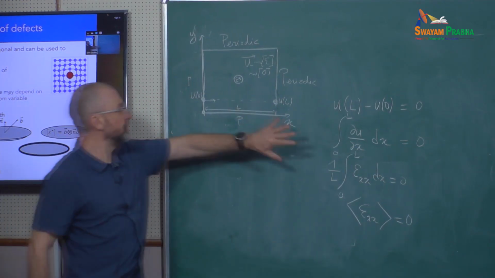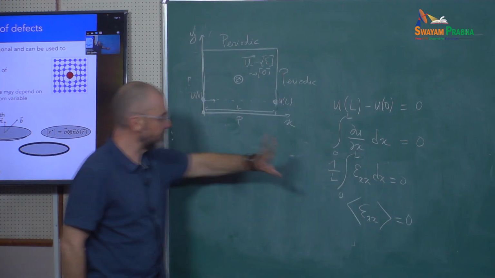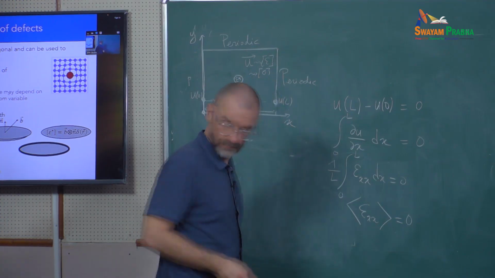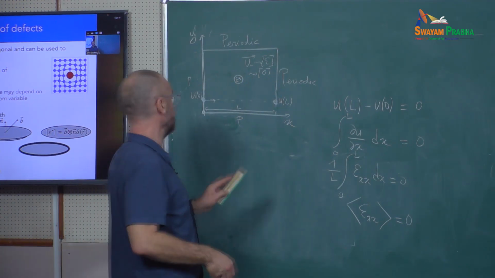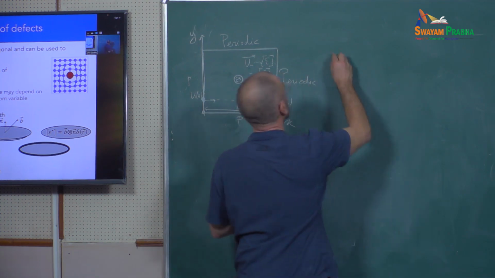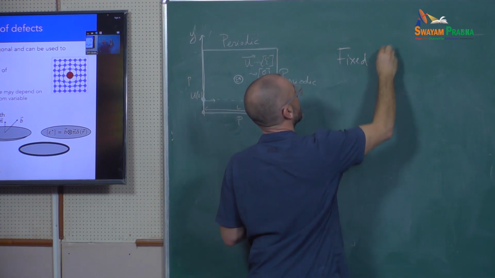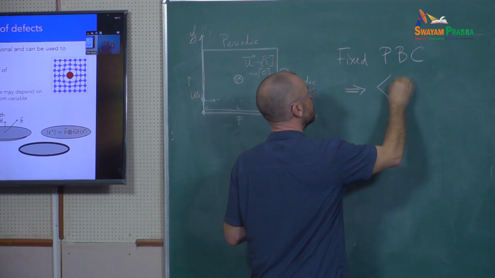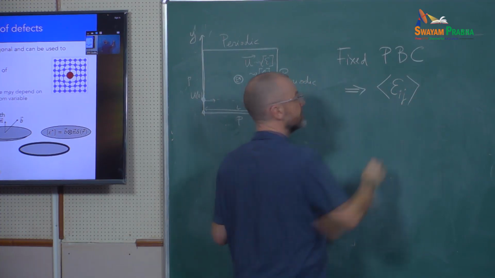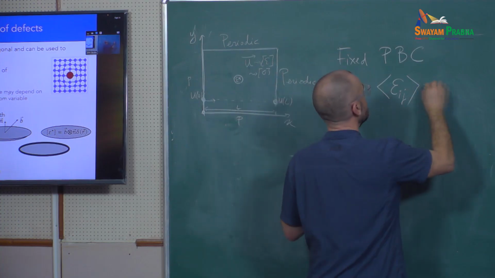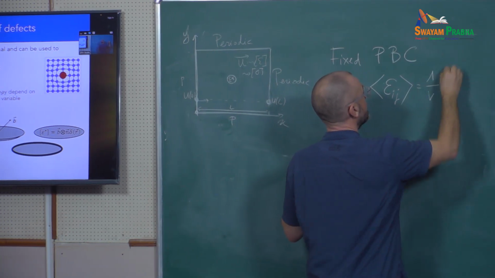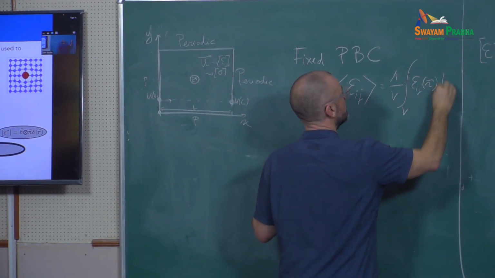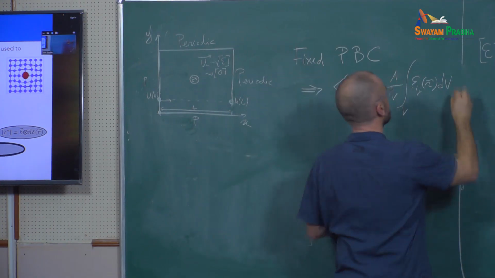So we can do a much better calculation. It's a bit more involved, but what we can show is that if we have fixed periodic boundary conditions, that implies that the average of any of the components of the strain tensor is zero. We can generalize to 3D: 1 over V, the integral over the volume of epsilon ij of R dV, is 0.